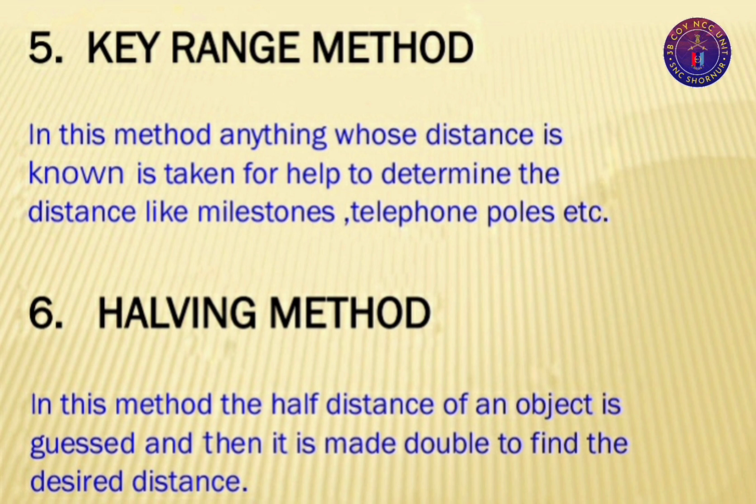And the last method is halving method. In this method, the half distance of an object is guessed and then it is doubled to find the desired distance. That is, an object is selected halfway between the observer and the target, and the distance to the selected object is judged and then doubled to get the distance to the target. And this method is termed as halving method.